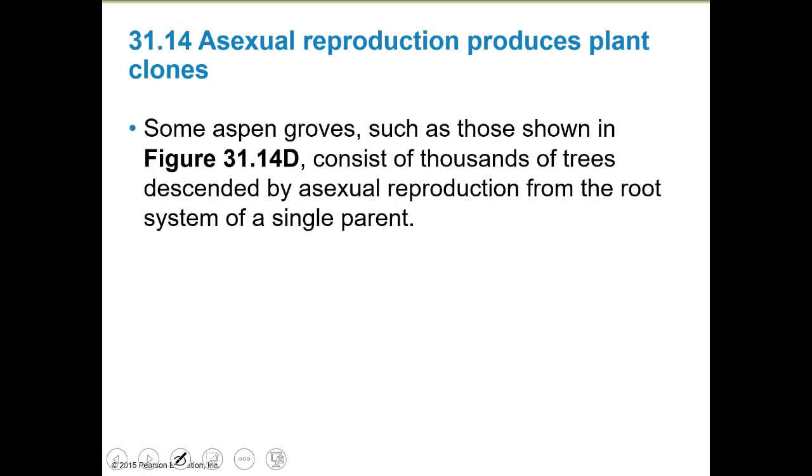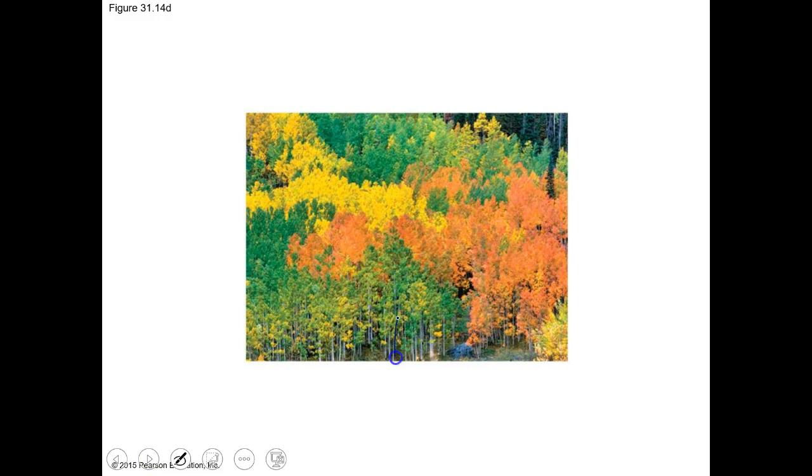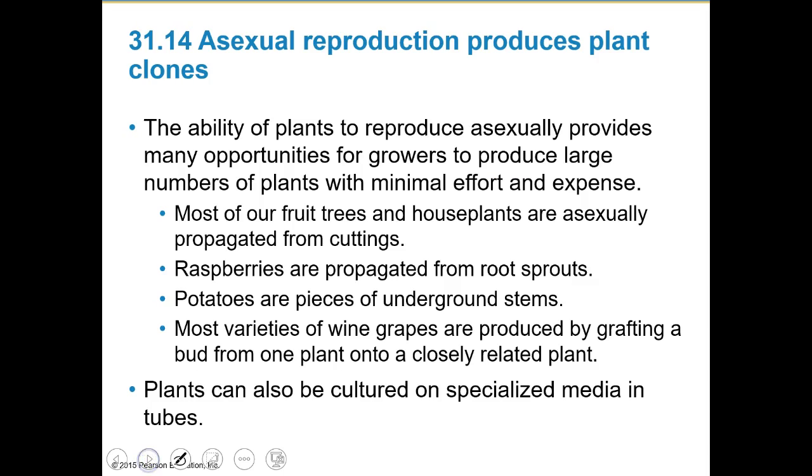Some aspen groves consist of thousands of trees descended by asexual reproduction from the root system of a single plant. So an aspen grove would look kind of like that. All of these may be from one parent plant.